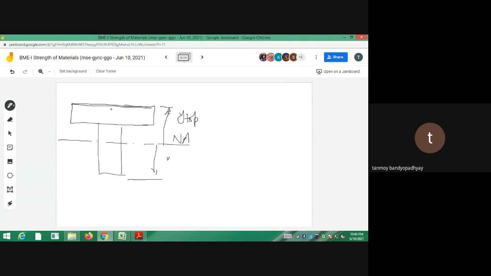Putting signs and all will be just cumbersome, so it is better to put mod of M. Okay? Let's calculate mod of M because we only need the magnitude of M, nothing else. So what is y top? The entire length is 60 minus y bar. For this one you only need y bar, and the entire length is 60. So y top will be equal to 60 minus y bar, that is 60 minus 35, so this will be 25 millimeter.